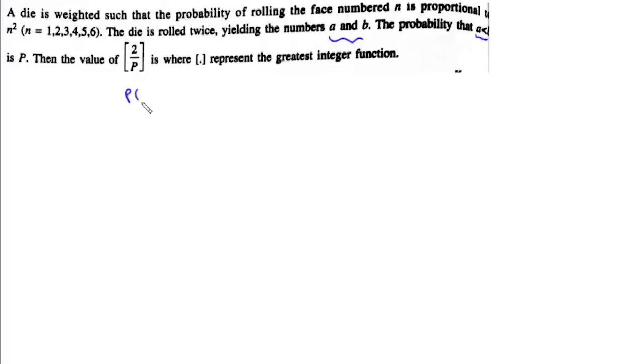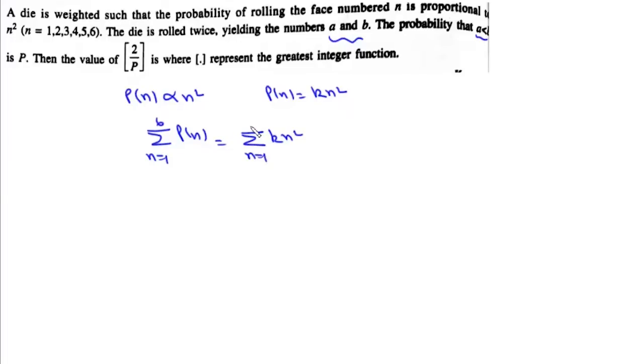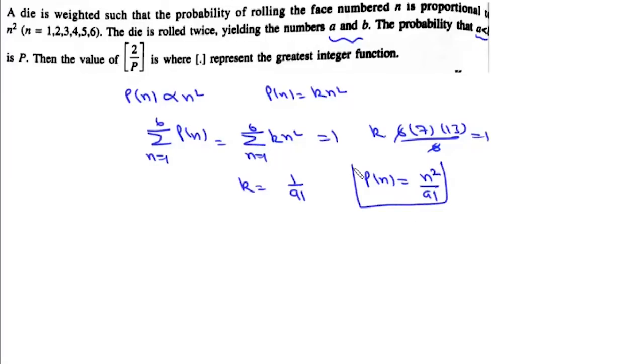Now the probability of getting any number n is proportional to n square. Suppose this constant of proportionality is K. So we know that the summation of Pn, where n varies from 1 to 6, will be the summation of K n square, where n varies from 1 to 6, and it will be 1. Now this is K into n into n plus 1 into 2n plus 1 divided by 6, and it is equal to 1. So the value of K is 1 by 91. So the probability of getting n on any die is n square by 91.